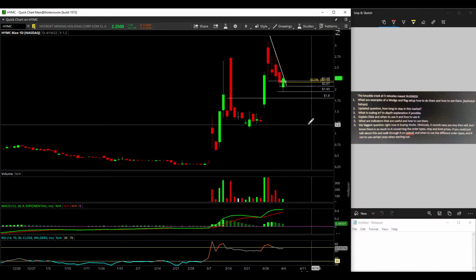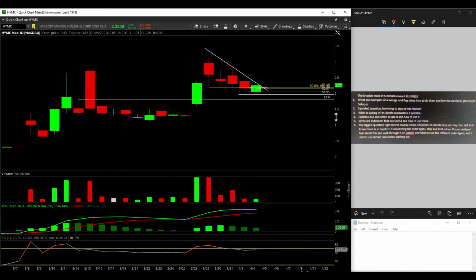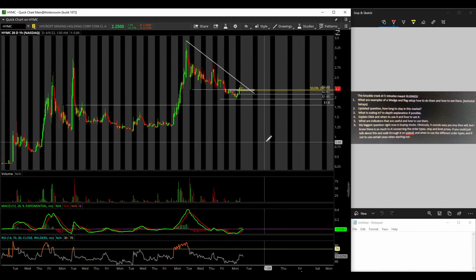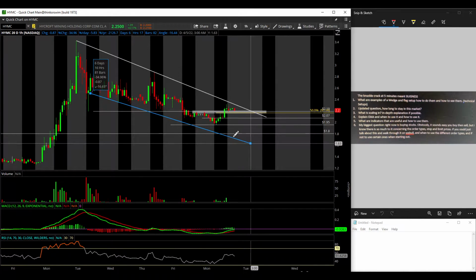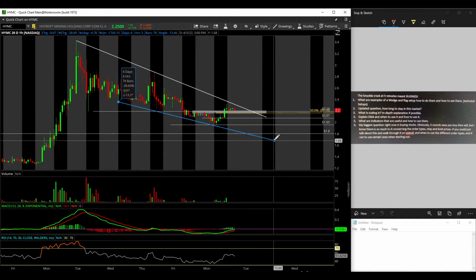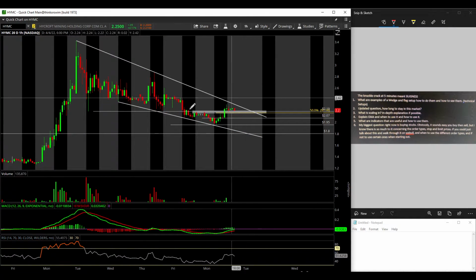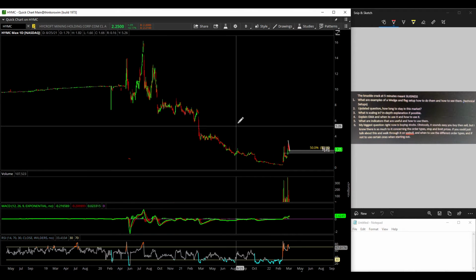HYMC right here. This is a wedge waiting to happen. It's a little broken, but we can look on the hourly, and this would be a wedge here. You can connect this here. Right here, this would be a wedge. I mean, it's somewhat of a flag, but this breakover would be a wedge break or a downtrend break. And those are the ones that I'm thinking of off the top of my head.